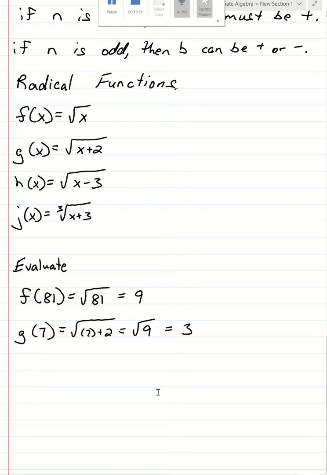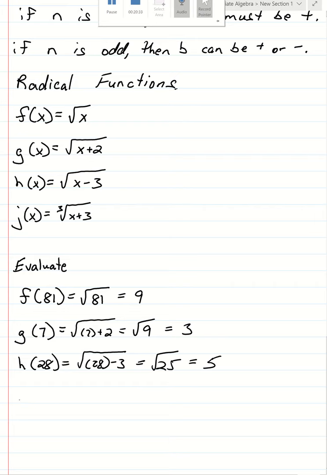I could, let's say, ask you to evaluate h of 28, which means I have to plug in the number 28 into the function h. So that would give us the square root. According to h, the rule is to take x and minus 3. So that would be 28. Let's rewrite that. 28 minus 3. When we simplify, that would give us the square root of 25. And if we take the square root of 25, we get 5 as our solution.